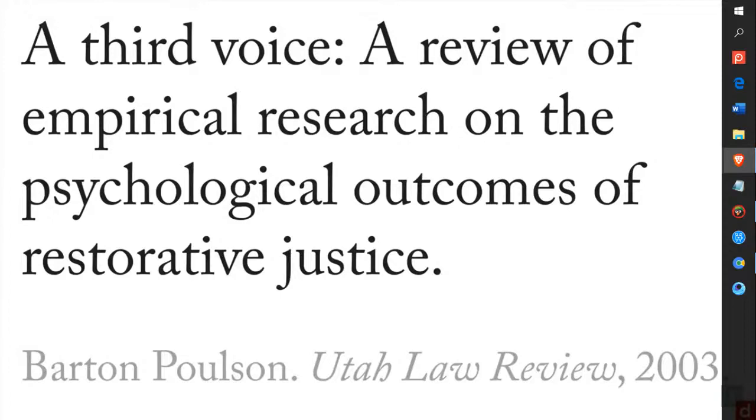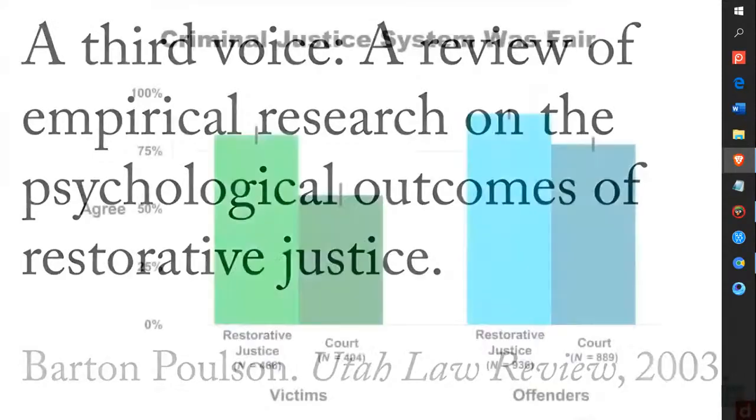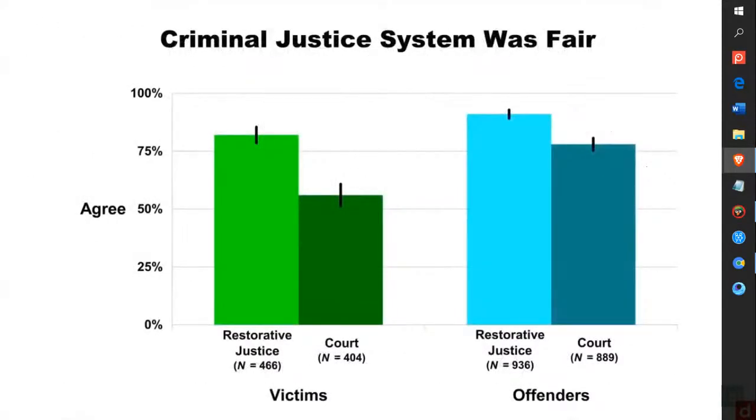And you can see there's a flow. The charts are very simple. This is judgments about whether the criminal justice system was fair. The 2 bars on the left are victims. The 2 bars on the right are offenders. And for each group, on the left are people who participated in restorative justice or victim offender mediation or mediation for crimes. And for each set on the right are people who went through standard criminal procedures. It says court, but it usually means plea bargaining.